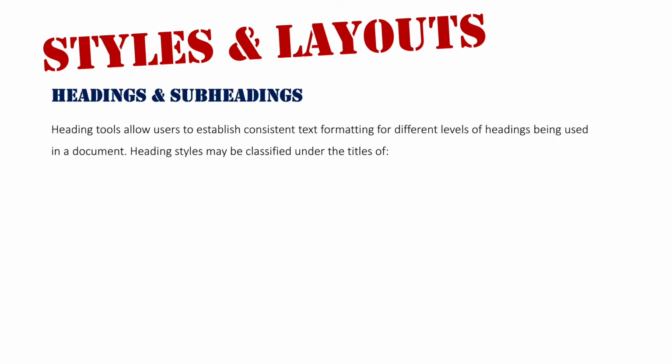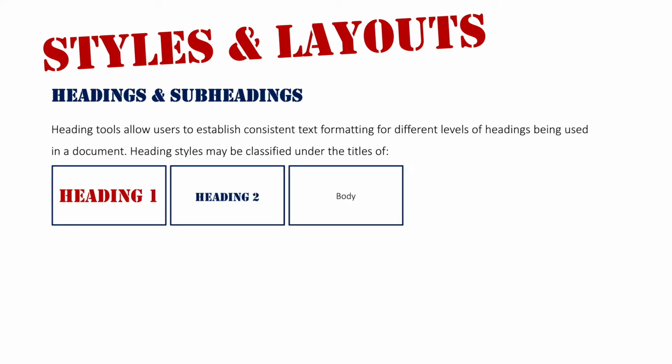Next, we'll talk about headings and subheadings. Heading tools allow the user to establish consistent text formatting for different levels of headings based on what's happening in a document. Heading styles may be classified as heading 1, heading 2, and then body text. Look, there are many other layers to it too. There can be a style set for bullet formatting. There can be one set for having no formatting at all. So you'll have a whole variety of these tools, but we'll focus on these three for now.